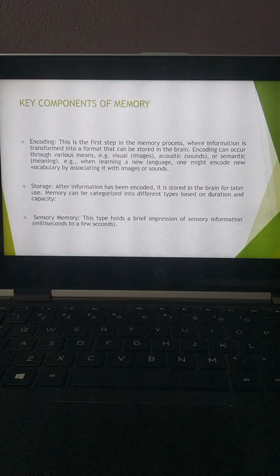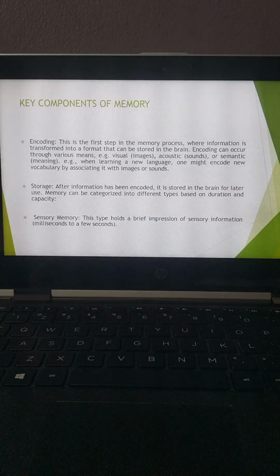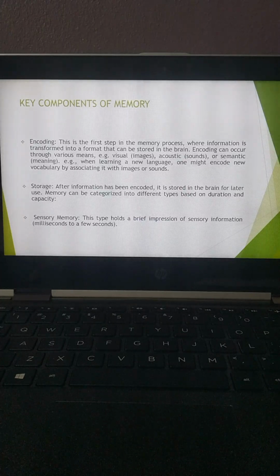The encoding is the very first step in the memory process, and it is where information is transformed into a particular format that can be stored in the brain. And it occurs in several ways. And encoding also has to do with the sense organs. You use your eyes to see, you use your ears to hear.